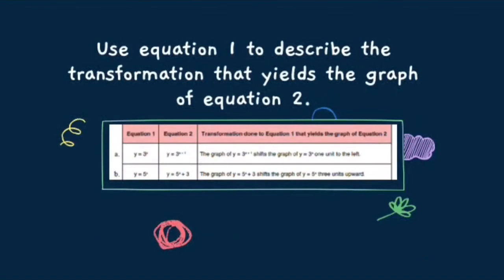Next, equation 1, y is equal to 5 raised to x. Equation 2, y is equal to 5 raised to x plus 3. The graph of y is equal to 5 raised to x plus 3 shifts the graph of y is equal to 5 raised to x 3 units upward.